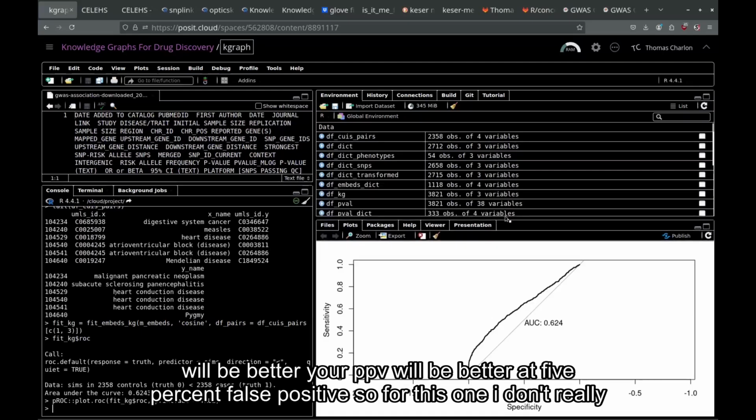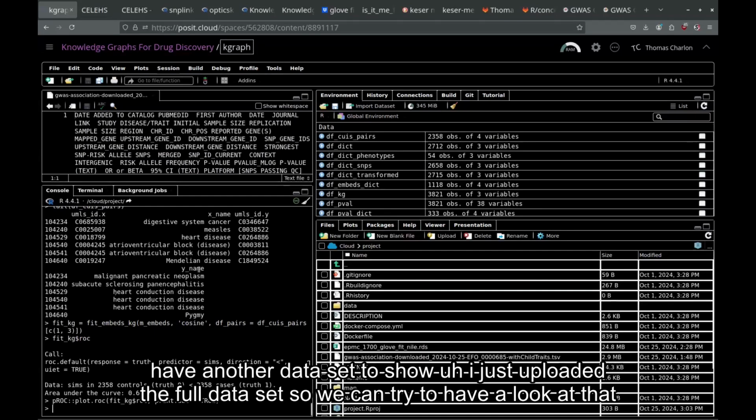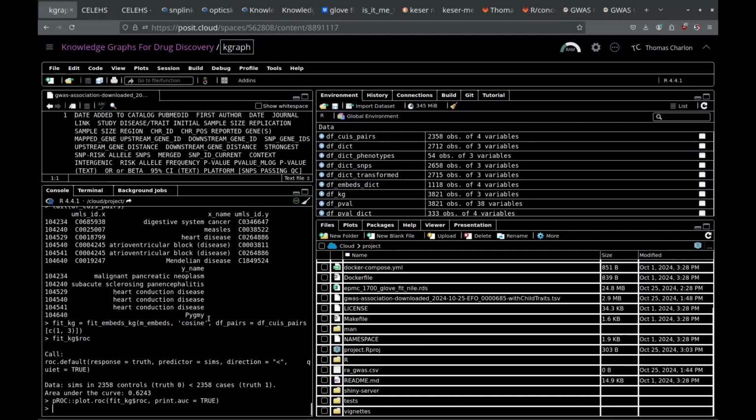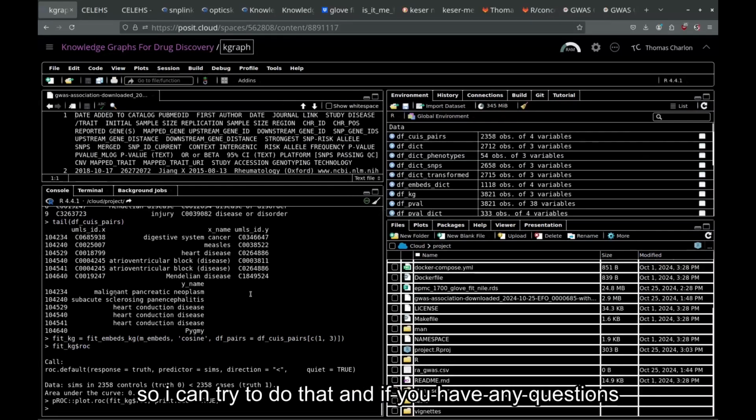For this one, I don't really have another data set to show. I just uploaded the full data set, so we can try to have a look at that. I can try to do that, and if you have any questions.